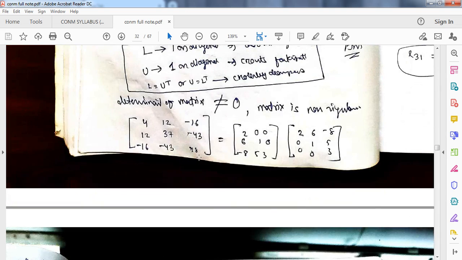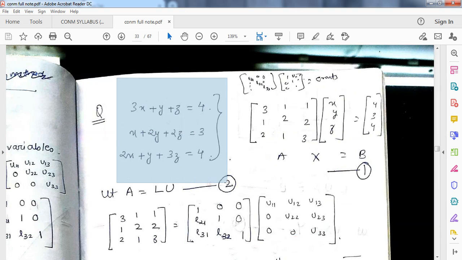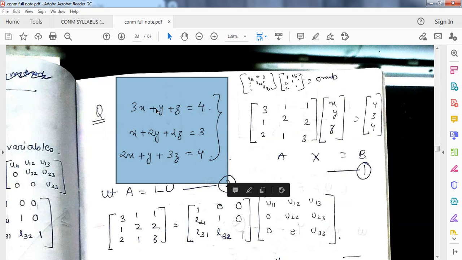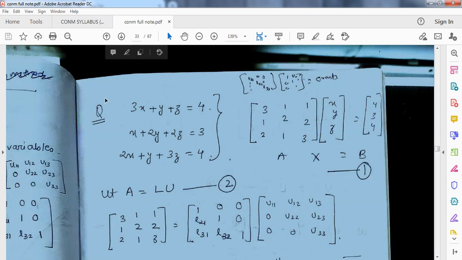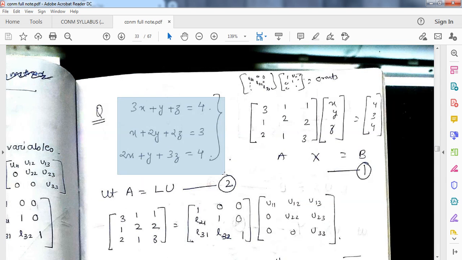Let's show an example. Suppose you have a set of simultaneous equations. So there are three variables, x, y, and z. I want to solve these three equations and find out what is the value of the variable that satisfies these equations. How to do so? There are various ways. One of the ways is LU decomposition.